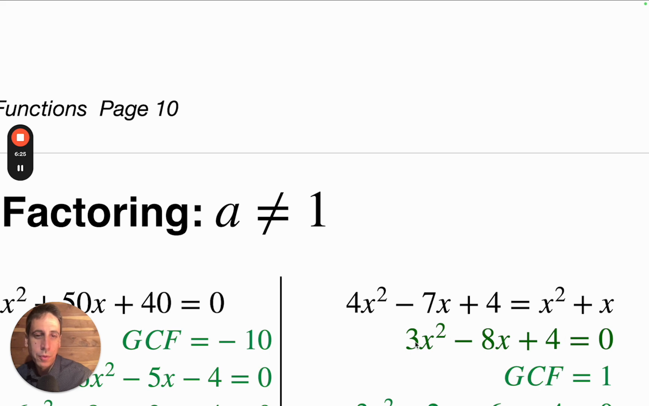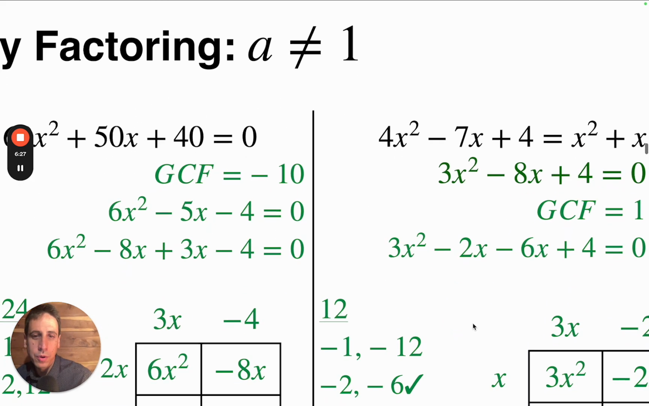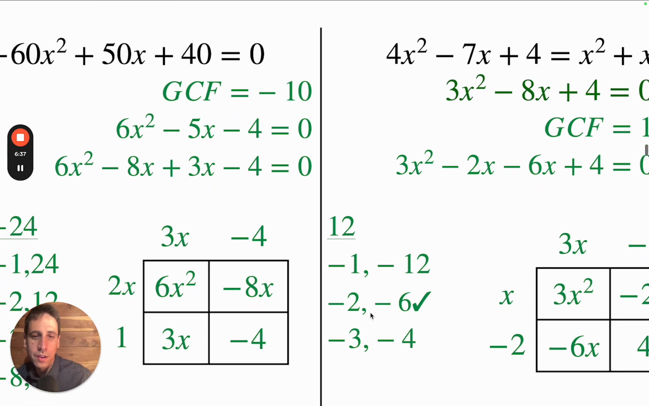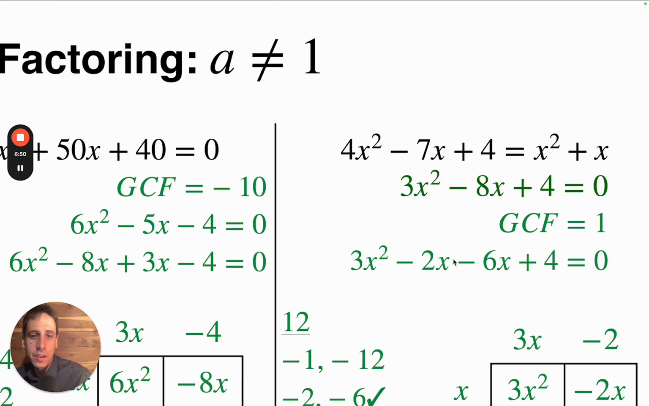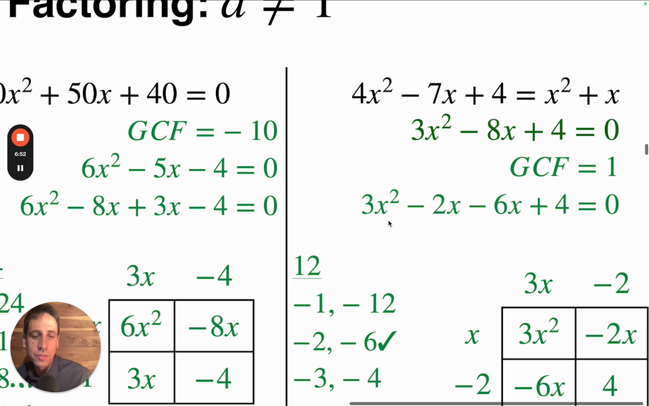I'm going to multiply the 3 times the 4 to get positive 12. What are the factor pairs of positive 12 that add up to negative 8? Well, I could do all these positive versions, but in order to add up to negative 8, I have to go negative 2 times negative 6, which equals positive 12 and also happens to add up to negative 8. So I can split up minus 8x into minus 2x and minus 6x, like this.